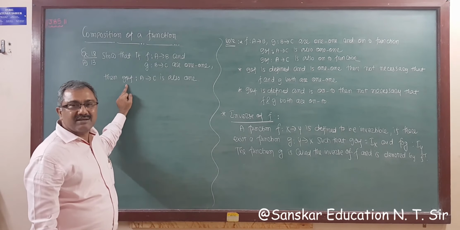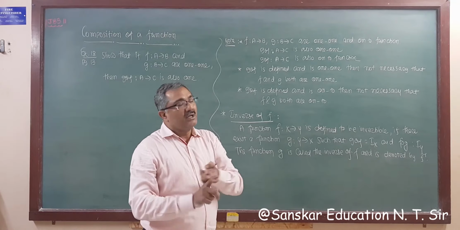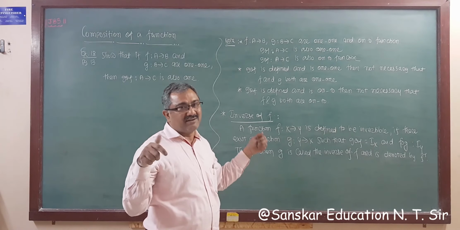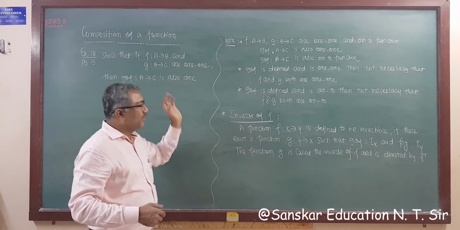But if the composition is one-one, then it is not necessary that g and f both are one-one or both onto. So I can write here that f: A to B and g: B to C are one-one and onto functions. If f and g are one-one and onto, then the composition is also one-one and onto. But if the composition is one-one and onto, then it is not necessary that both functions are one-one and onto. That you have to remember, right?